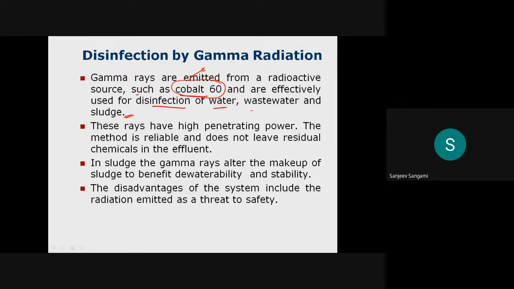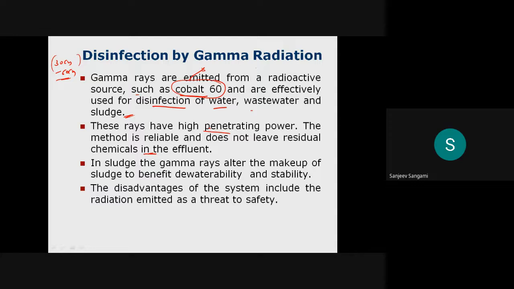These rays have high penetration power comparing with the previous what we were talking about, the UV radiations. It is having high penetration power. See, in the previous UV radiations, you can say it is 30 centimeters to 60 centimeters, the depth of penetration, but it is higher than 60 centimeters. The method is reliable and does not leave any residual chemicals in the effluent. So this is the best advantage of the UV radiation as well as gamma radiations.